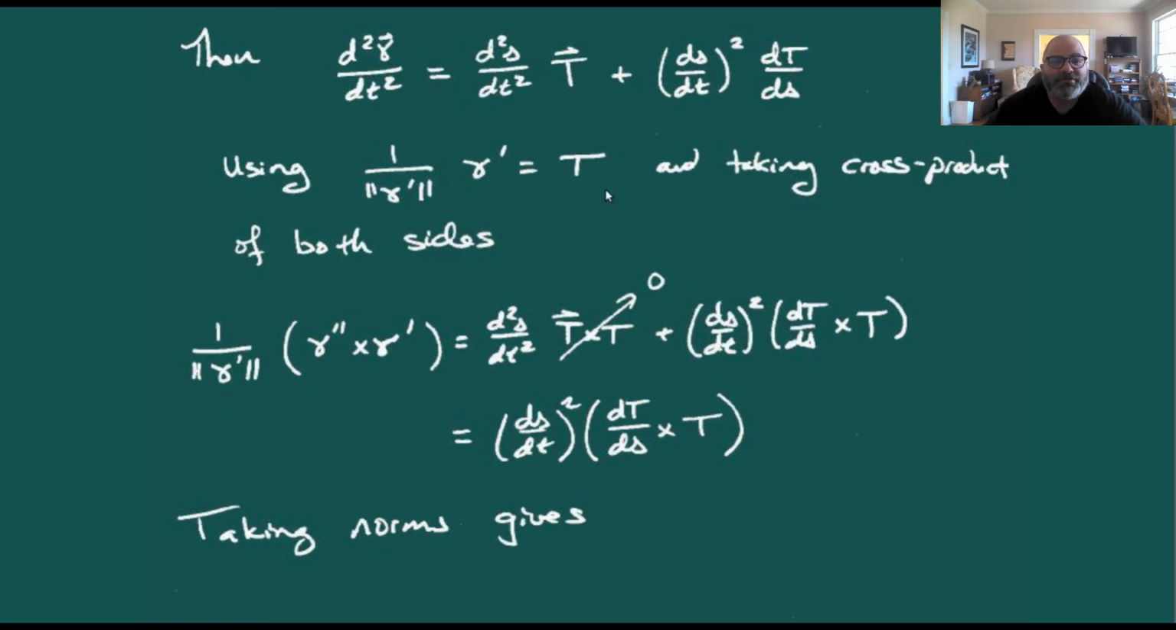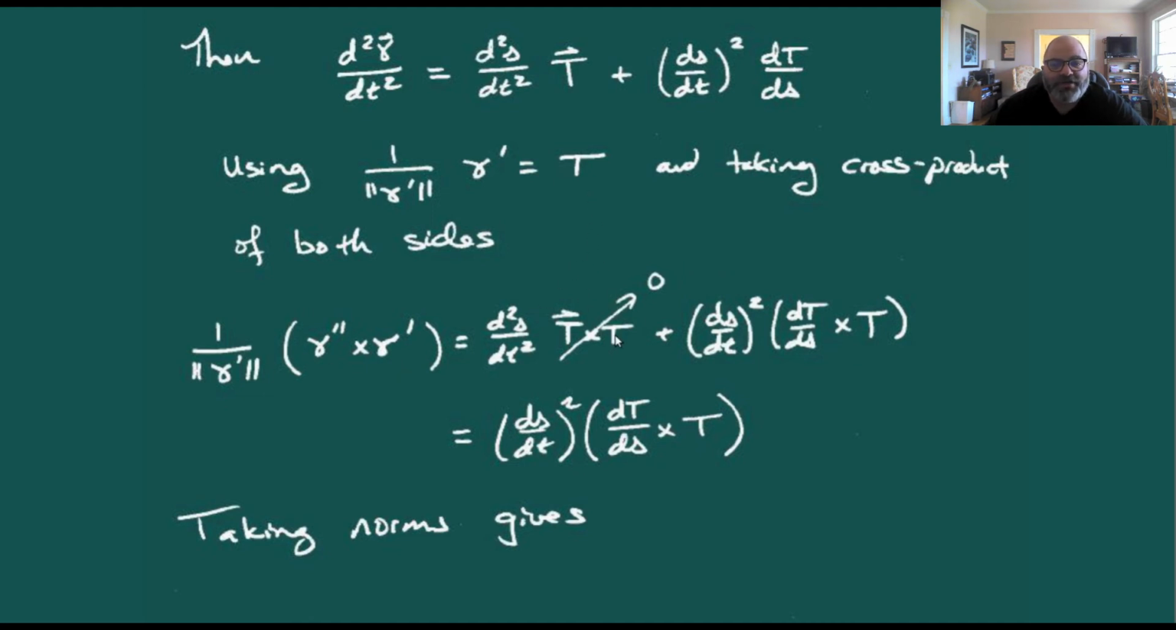Well, if we use the fact that T is just gamma prime over the norm of gamma prime, and then we take the cross product of both sides, what happens? We get the second derivative cross the first derivative, and our constant that's out here, this length, gets pulled to the outside.